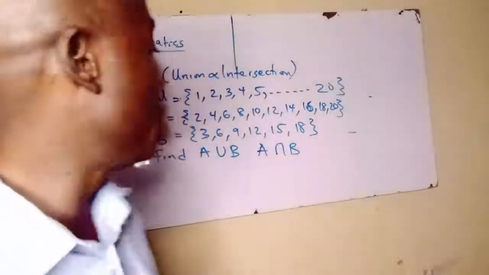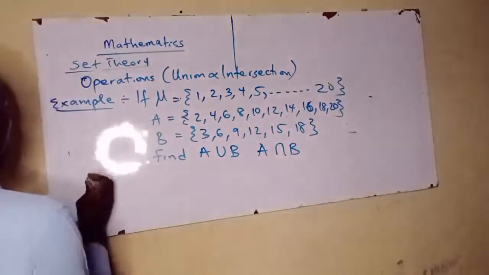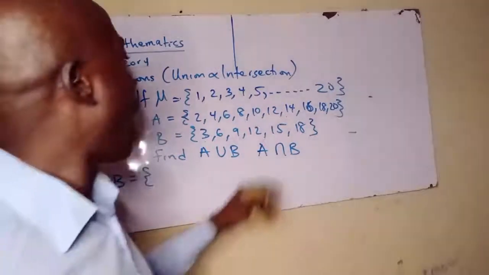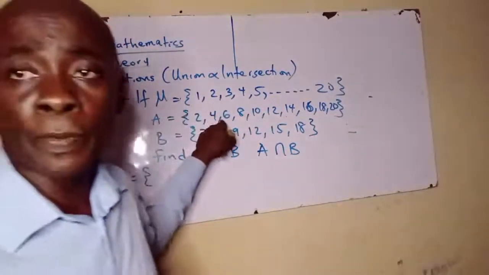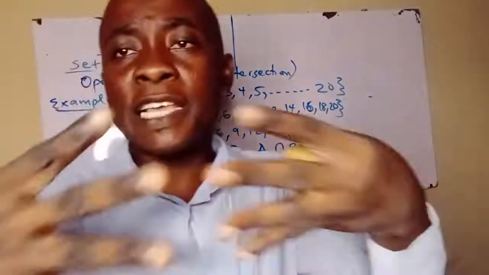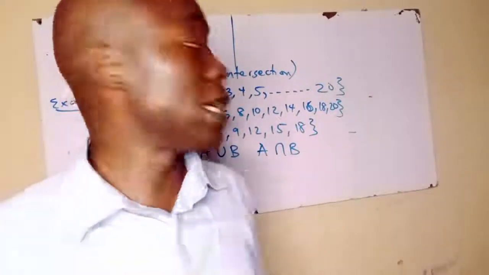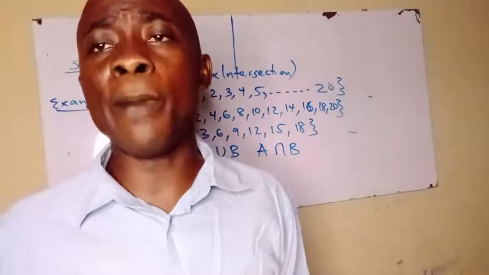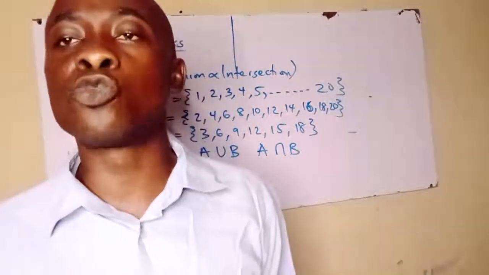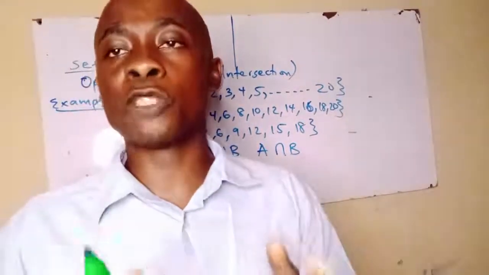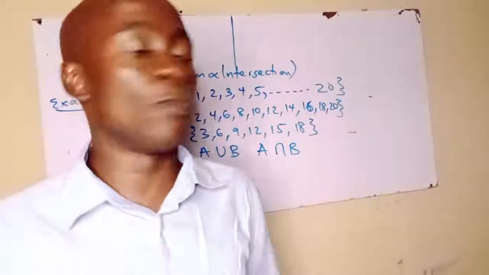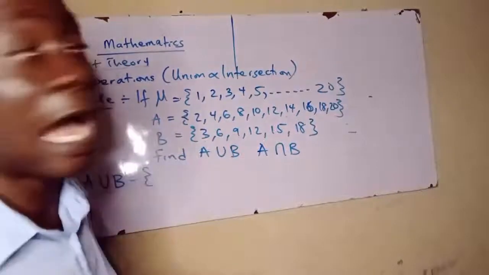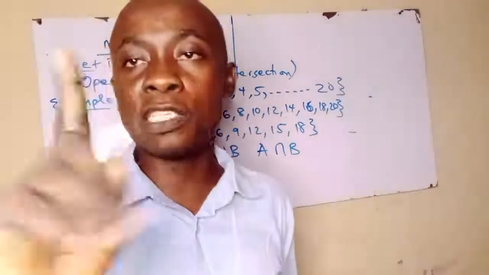So let's continue. A union B will now be what? If I want to do A union B, I will combine what I have in A with what I have in B, because they say union. I will combine the two together. But the rule is that you must not repeat any number twice. Any number you pick, you must just pick it once. Don't write a number twice because it is in both A and B. Once you have written it, it's enough.